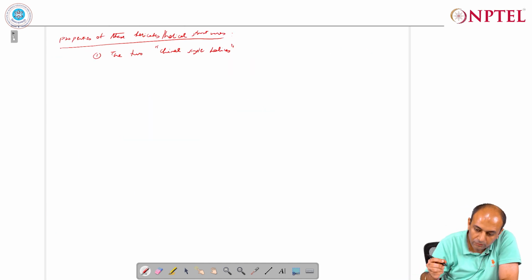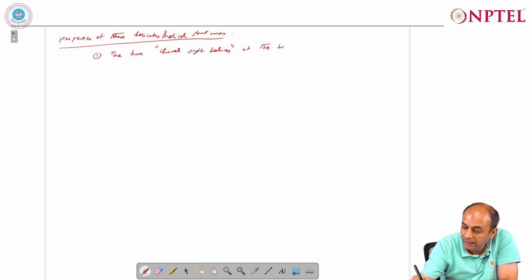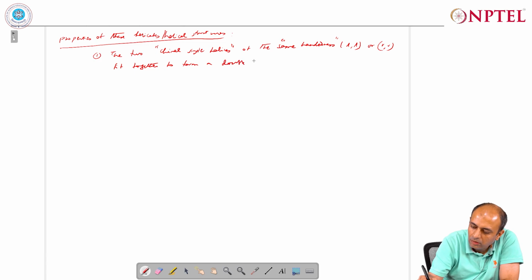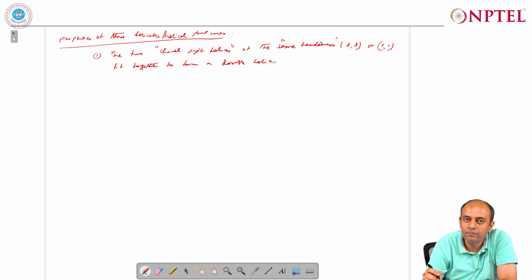Okay, the two chiral single helices of the same handedness, that is either left or right, fit together to form a double helix. This is very important.